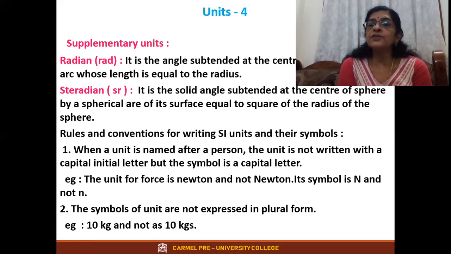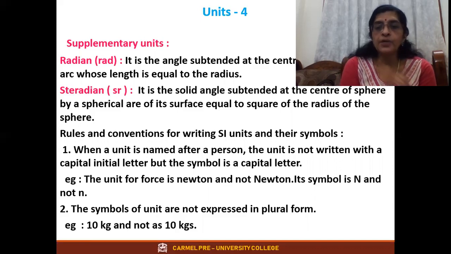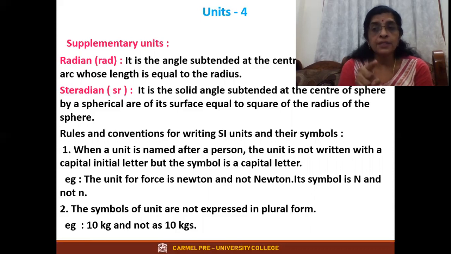So now, rules and conventions for writing SI units. So how are we going to do it? First one is that when the unit is named after a person, like ampere, Kelvin, force is represented by Newton. Newton is a scientist's name. So the unit is not written with a capital initial letter. That means when you're writing the full name, it should be small only, newton. Otherwise, it would be only the first letter capital N here. Same way ampere, I told you, right? Ampere, A-M-P-E-R-E, full, or A only. It cannot be capital A-M-P-E-R-E. That is wrong. We cannot write like that.